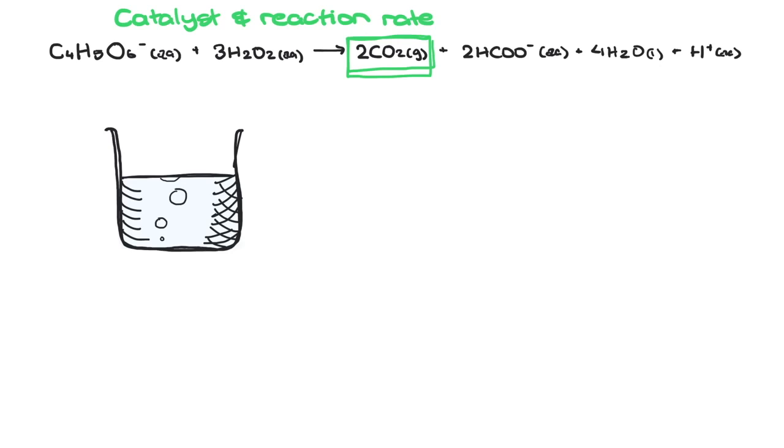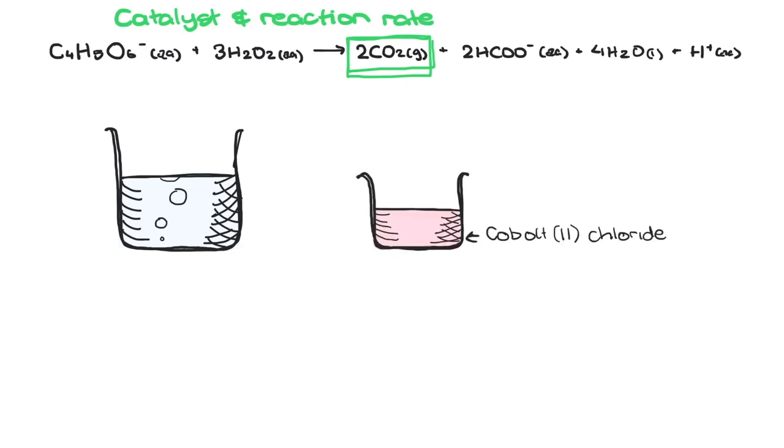However, if we introduce a catalyst, something that lowers the activation energy, for example cobalt-2 chloride, it's got a pinkish tinge to it. We expect the formation of CO2 to be much more vigorous. Over time, the pinkish hue starts to fade to a chicken juice orange, then eventually green.